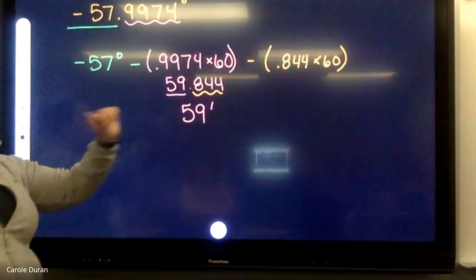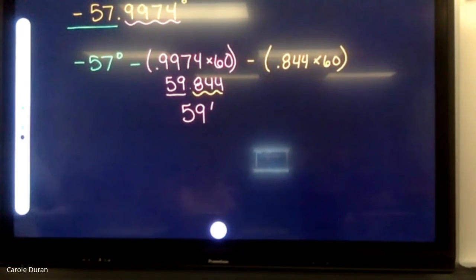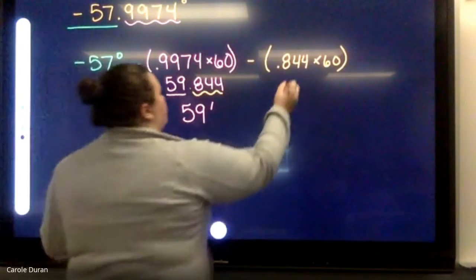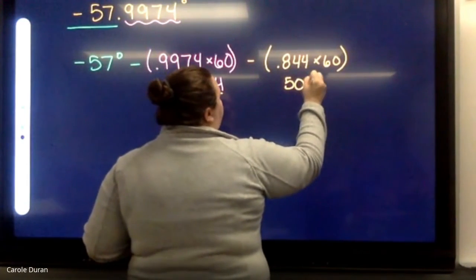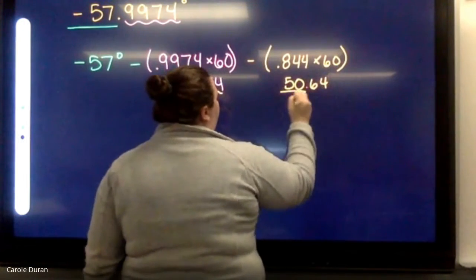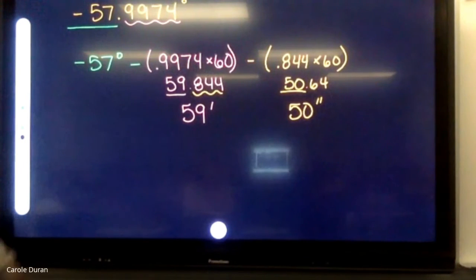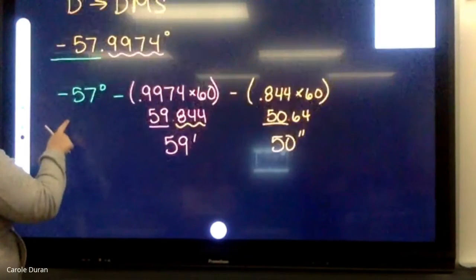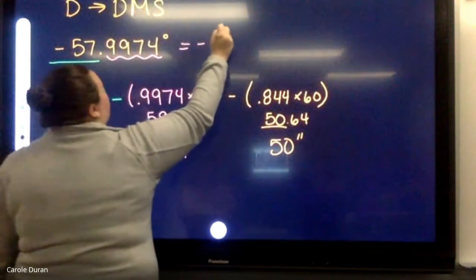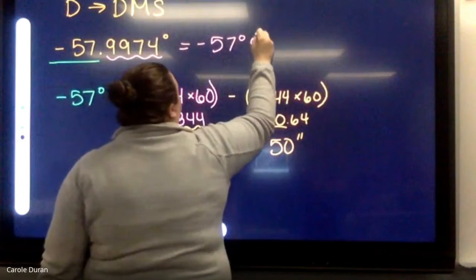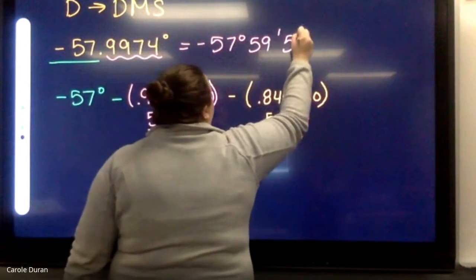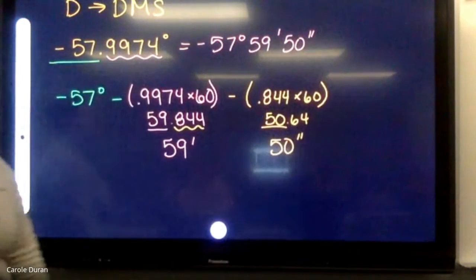So what is 0.844 times 60? Give me the whole number just to practice. 50.64. And I only care about the 50 part of it, so that is 50 seconds. Which means that negative 57.9974 degrees is equivalent to negative 57 degrees, 59 minutes, and 50 seconds.